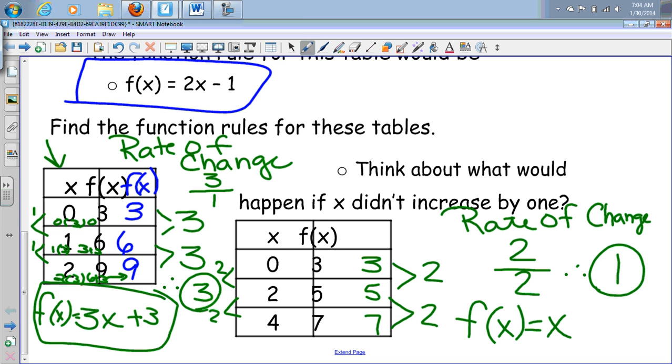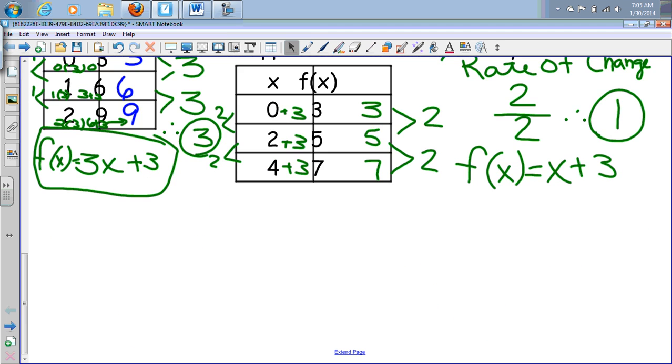What do I do to x every time to get that next number? What could I do? Did I hear somebody say add 3? Is 0 plus 3, 3? Is 2 plus 3, 5? Is 4 plus 3, 7? Yes, then that is my rule.